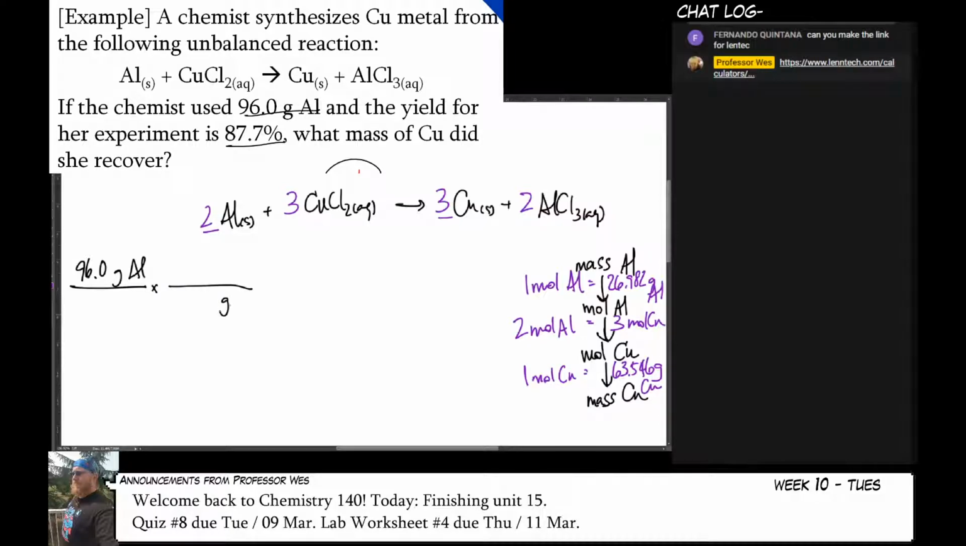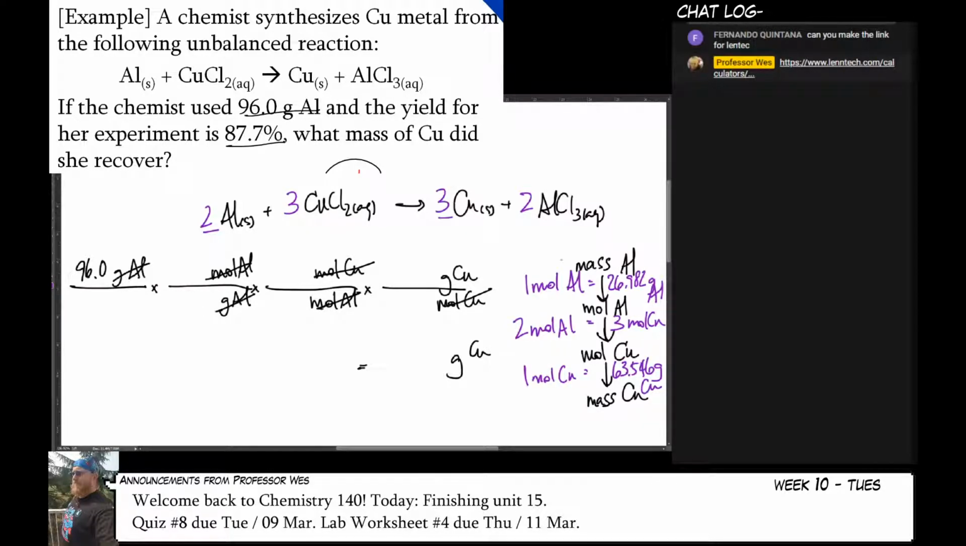Okay, let's do the stoichiometry. So grams to moles of aluminum, those cancel. Moles of aluminum to moles of copper, those cancel. Again, we're just following the chart here that we just made. Moles of copper, grams of copper. That's the unit that we want because that's the unit that will tell us the theoretical yield of copper.